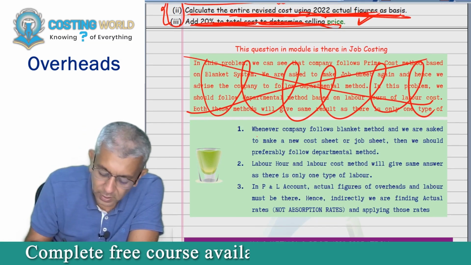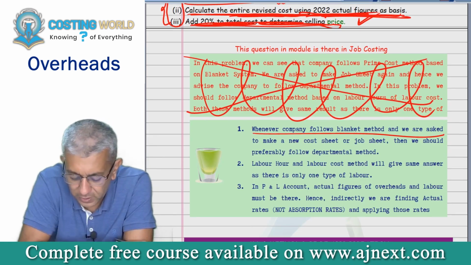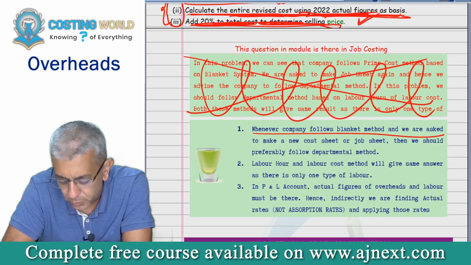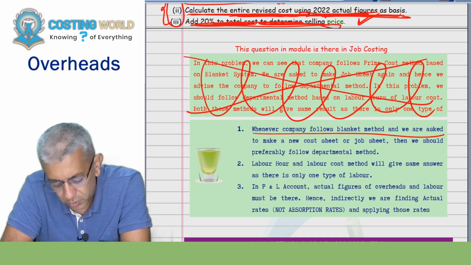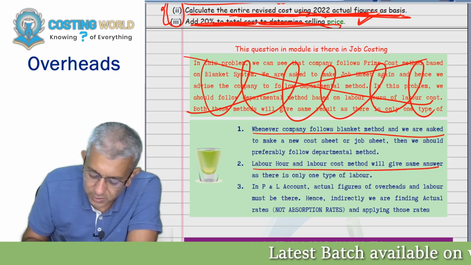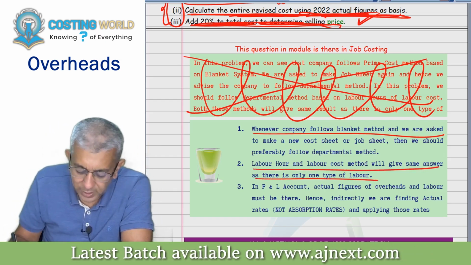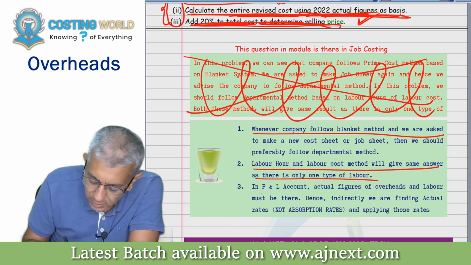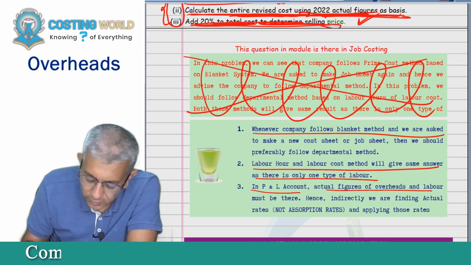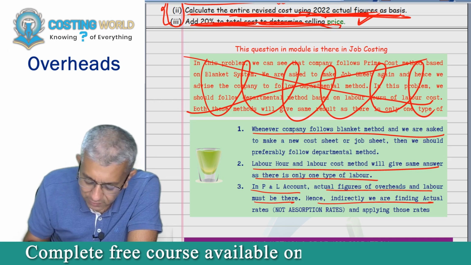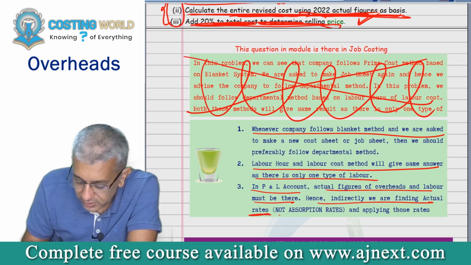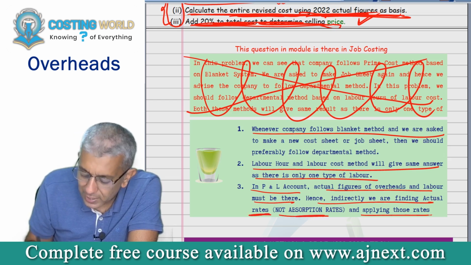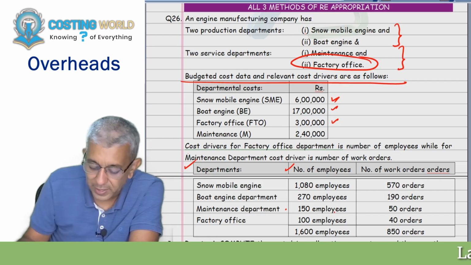Now, whenever the company follows the blanket method and we are asked to make a new cost sheet or a job sheet, then we should preferably follow the departmental method. The labor hour and labor cost methods will give the same result as there is only one type of labor. In the P&L account, actual figures of overheads and labor are given. Hence, indirectly, we are trying to find out actual rates and not absorption rates, and applying those rates. So we have applied actual rates only.